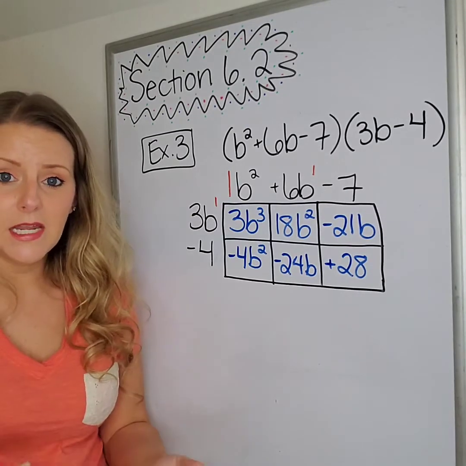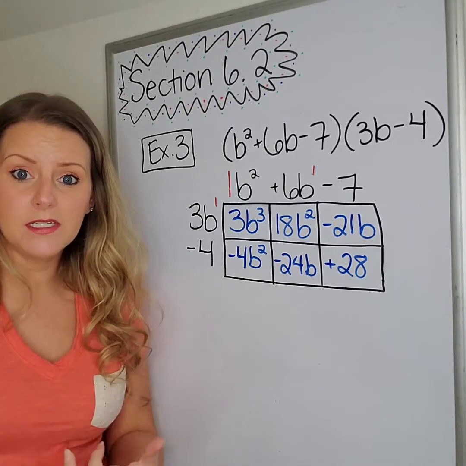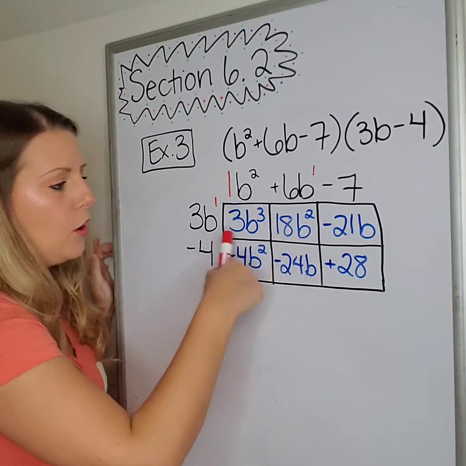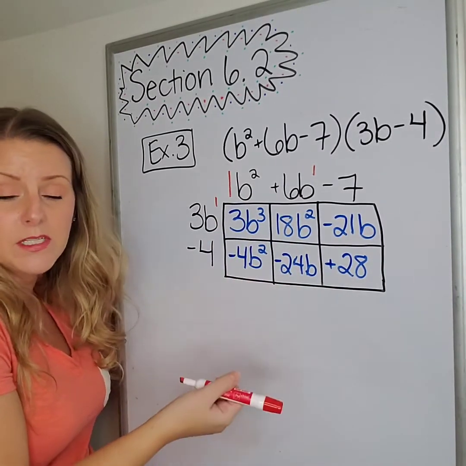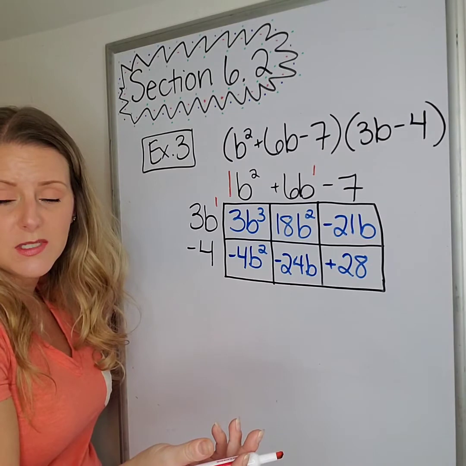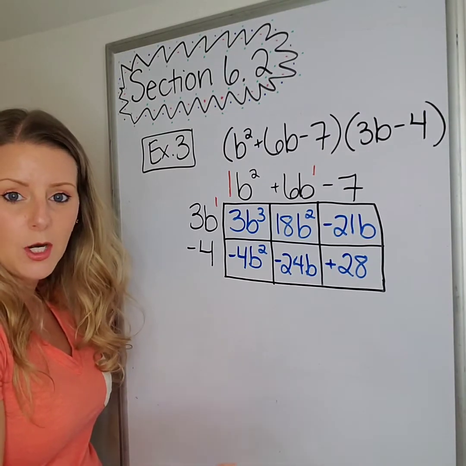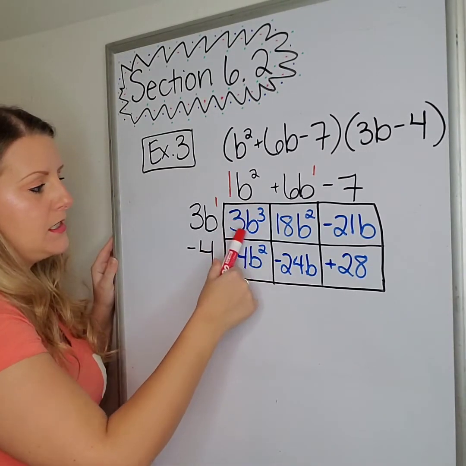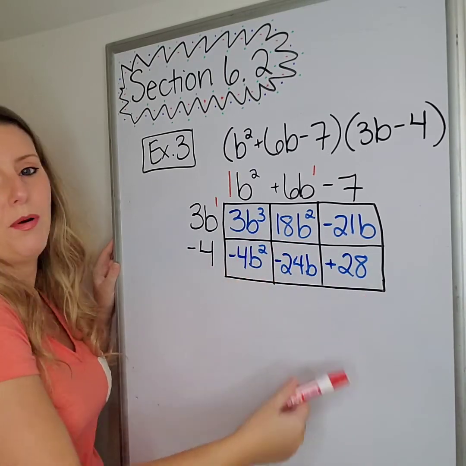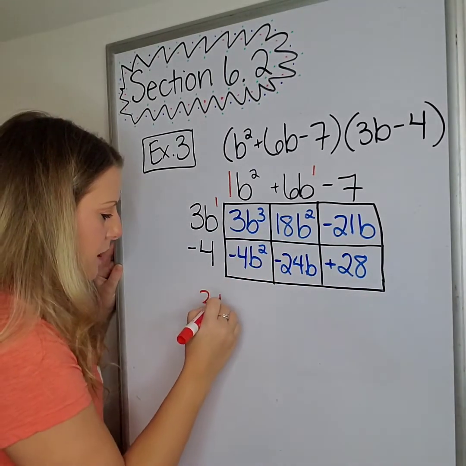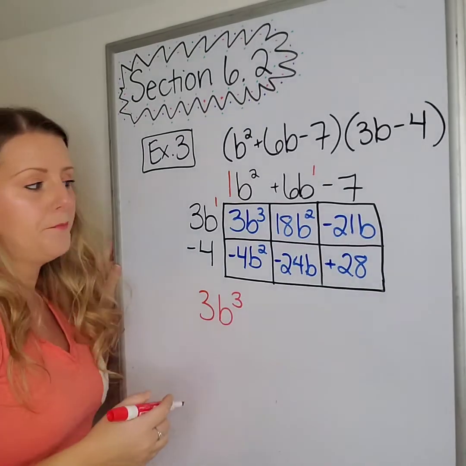B goes with B and it stays a B. B squared goes with B squared and it stays a B squared. Okay, so out of all of these, my biggest one, that's what we started back in section 6.1. Remember, we always want to start with the biggest one. The biggest one I see is B to the third, but there's no buddies. So just rewrite it. 3B to the third, there's nothing to buddy up.